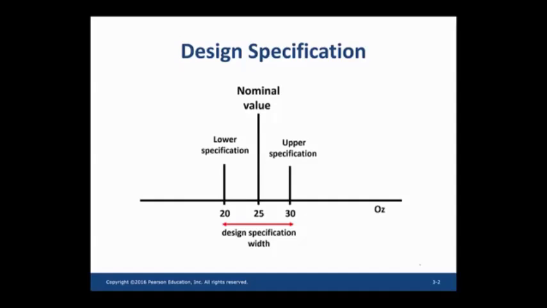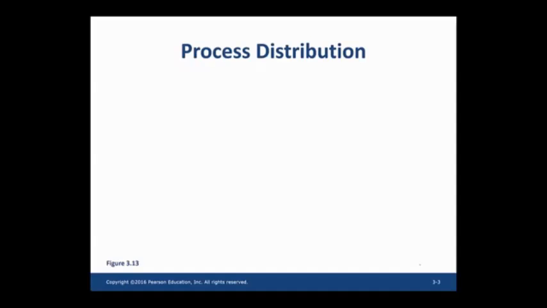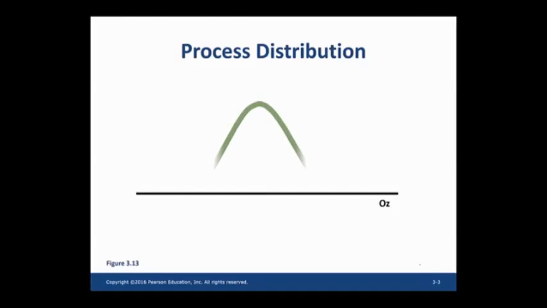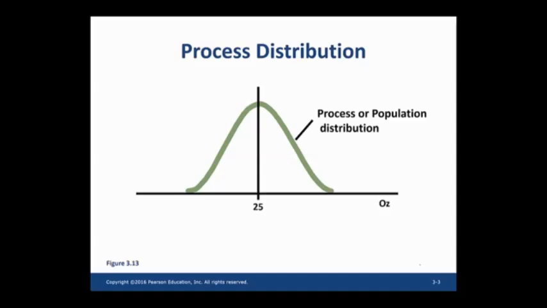Next up, let us take a look at how my process is capable of producing 25-ounce water bottles. So I collect data from process outputs, basically lots and lots of water bottles, and I plot the weight of those water bottles, and I come up with the process distribution. Right? It looks something like this. Let us say the mean of this process distribution is 25 ounce. Great. And let us say 32 ounce is 3 standard deviations to the right of the mean, and 18 ounce is 3 standard deviations to the left of the mean.